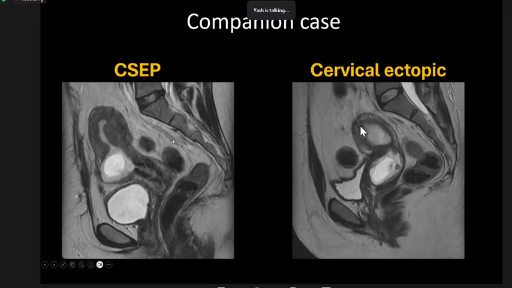Let's juxtapose this with cervical ectopic. We spoke about the fact that we are seeing the cervical stroma here, which is separate from the GSAC, versus in this second case, this T2 dark cervical stroma itself is surrounding the GSAC. So this is cervical ectopic, and that's an important distinction to make.